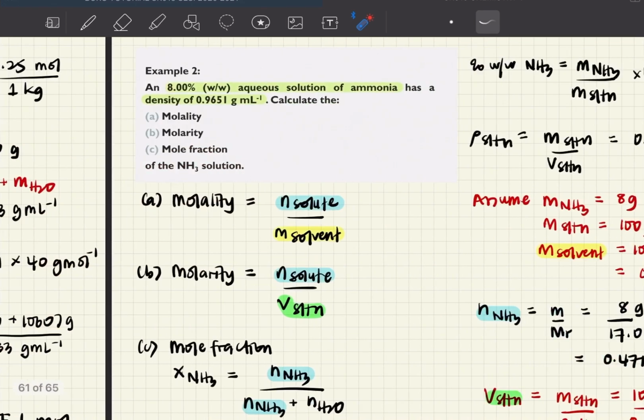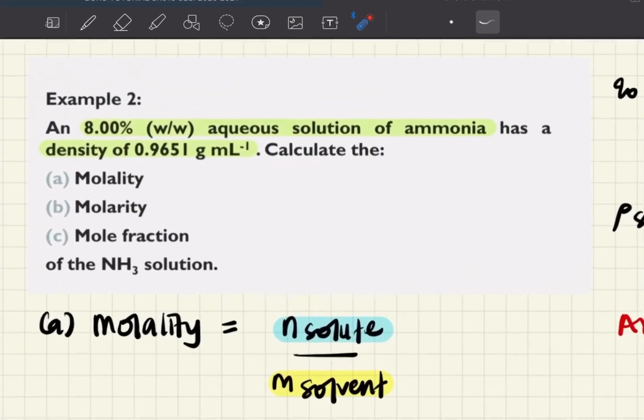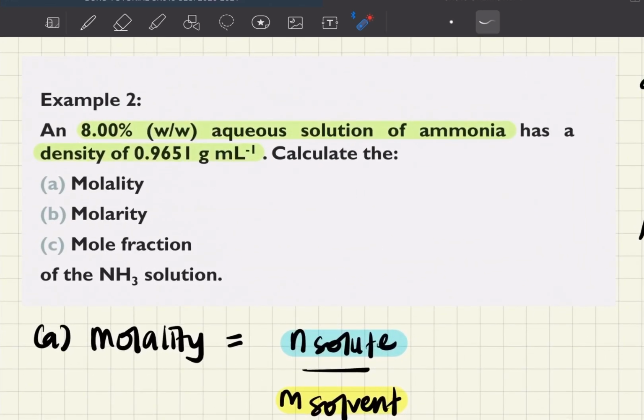Okay, so next we have example 2. Okay, example 2, it says an 8% by mass aqueous solution of ammonia has a density of 0.9651 grams per mL. Calculate the molality, molarity and mole fraction of the NH3 solution.